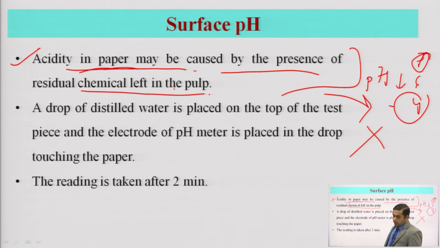So, a drop of distilled water is placed on the top of the test piece, and the electrode of the pH meter is placed on the top, touching the paper. This is very simple.